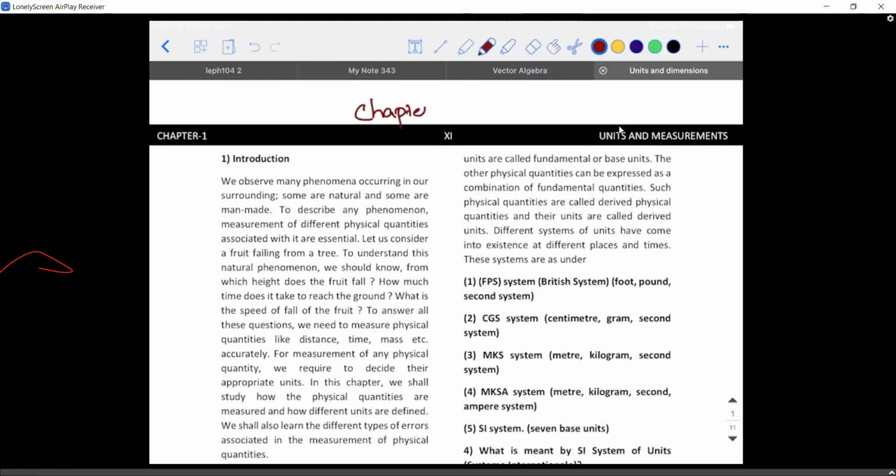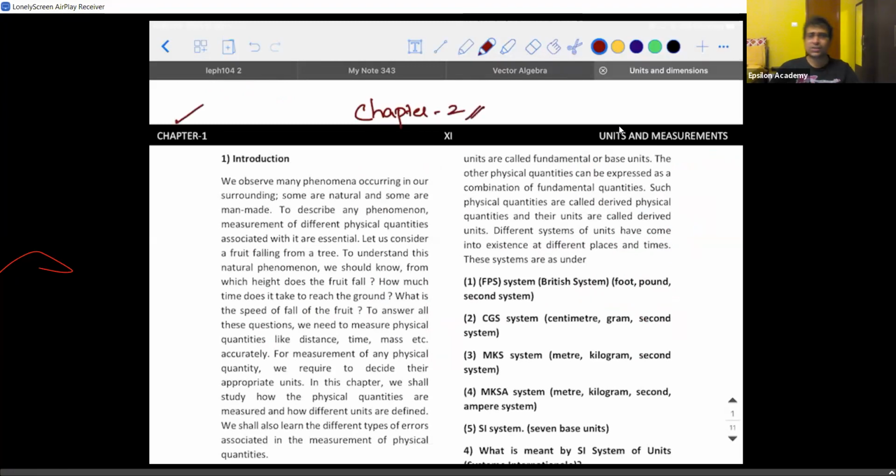So this is chapter 2 in your textbook. I put it as chapter 1 because generally we start with that chapter. So these notes were basically typed by me at some point of time. The chapter 2 here, according to your textbook, is units and measurements. Some books refer to it as units and dimensions also.